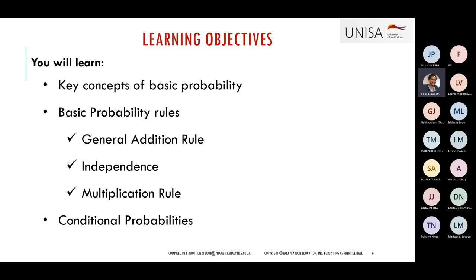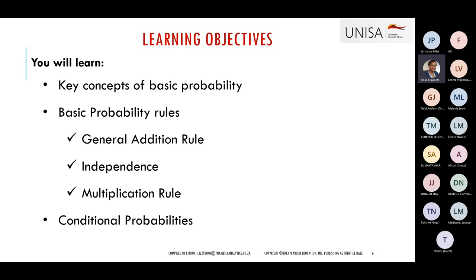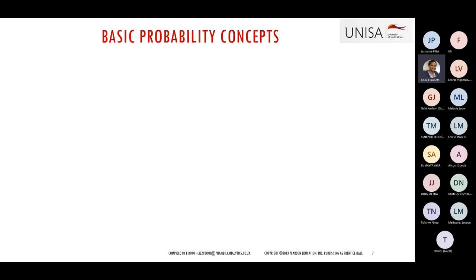So we're going to look at the basic concepts of basic probabilities. We're going to look at the probability rules, including the general addition rule, independence, multiplication rule, mutually exclusive rules, and conditional probabilities as well. What I'm not touching on is the Bayes rule, because Bayes and conditional probabilities almost look exactly the same, but with the Bayes rule, you look at the conditional probabilities prior and use the prior knowledge to create your probabilities. But I'm not going to touch on that. Okay, so looking at basic probability concepts.